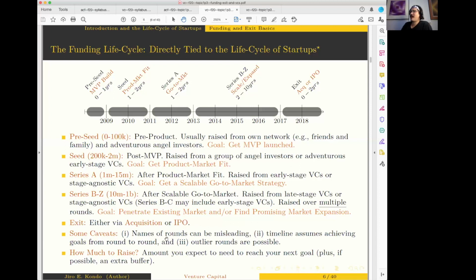So as I mentioned, names of rounds can be misleading. I think I made that pretty clear. Timelines assume achieving goals from round to round, right? Because there's uncertainty, you might raise a Series A, try to get go-to-market fit, but you don't quite get there, and you start running out of money. You need to raise another funding round. Then you'll raise a Series B, but that Series B looks more like a Series A, right? So there are some Series Bs where it's still a go-to-market fit round, right? So this progression assumes that you are making linear progress. That's not guaranteed, right?